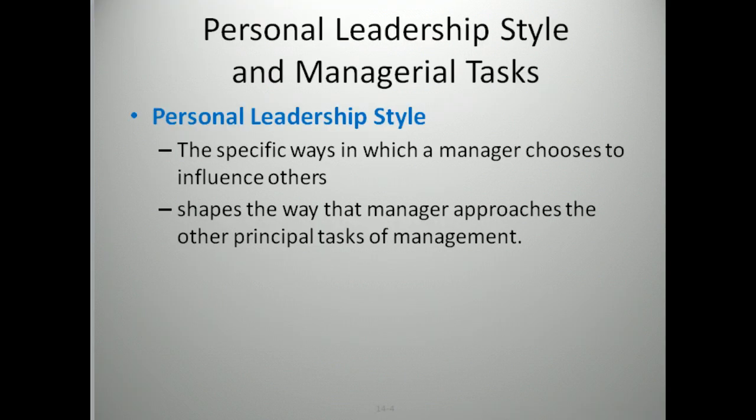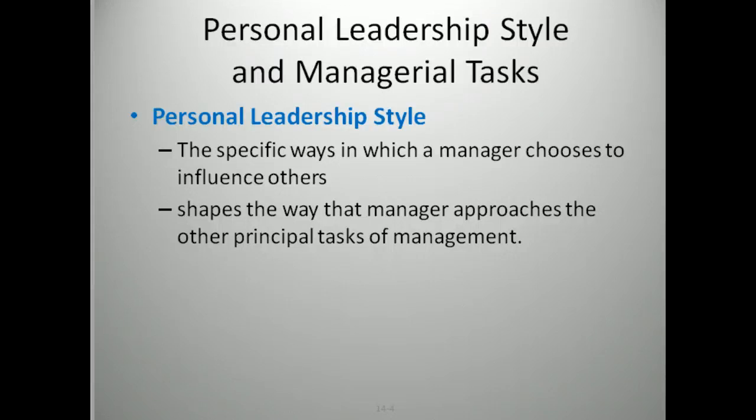So, there are different personal leadership styles, and we're going to talk about the differences between managers and leaders also. A manager's personal leadership style is the specific way in which he or she chooses to influence other people, right? So, that's their style. It shapes how that manager approaches the planning and the organizing and the controlling aspects of management. Remember, we keep hearing these words: planning, organizing, controlling, which are the functions of management.